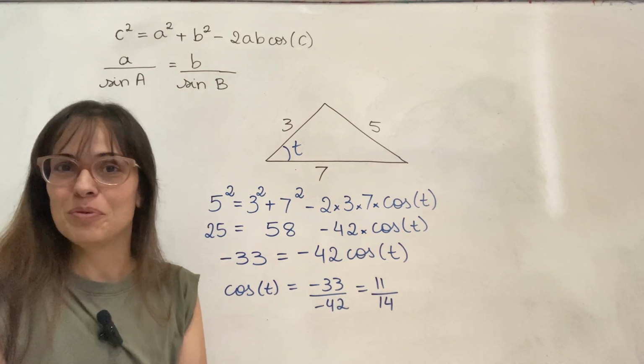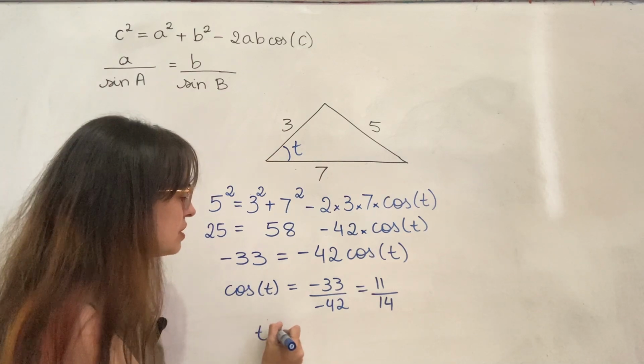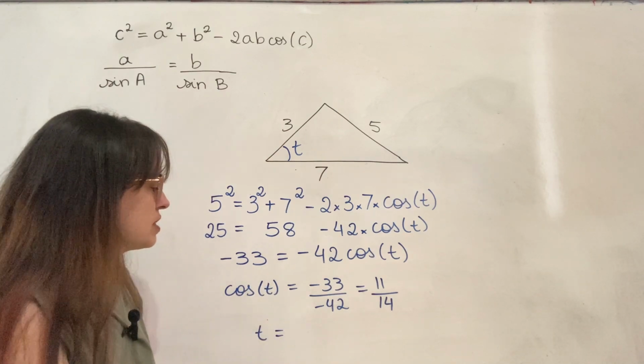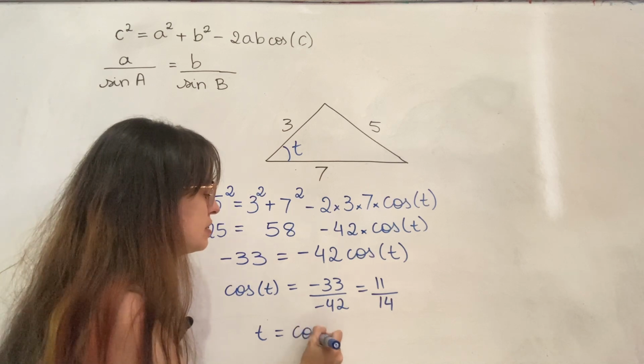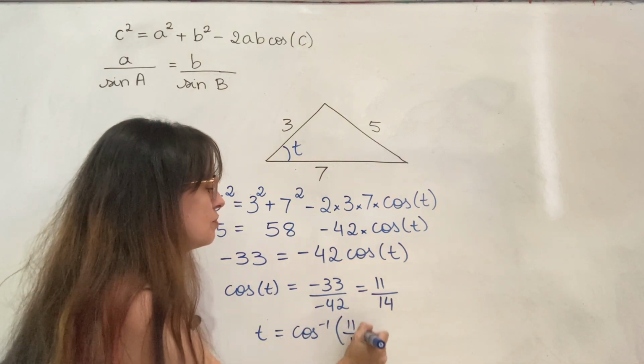Of course, that number means absolutely nothing to me. But this would be a calculator problem, right? So the next step is to say that t is the cosine inverse of 11 over 14.